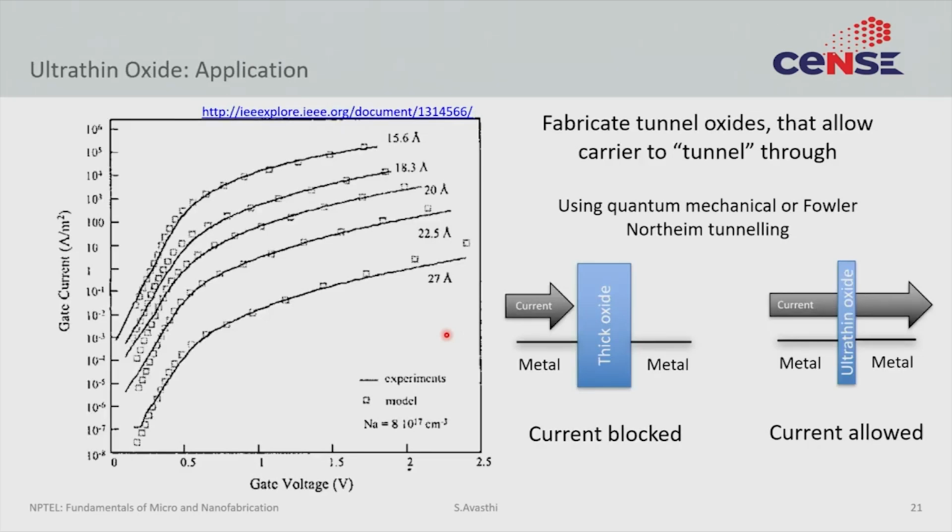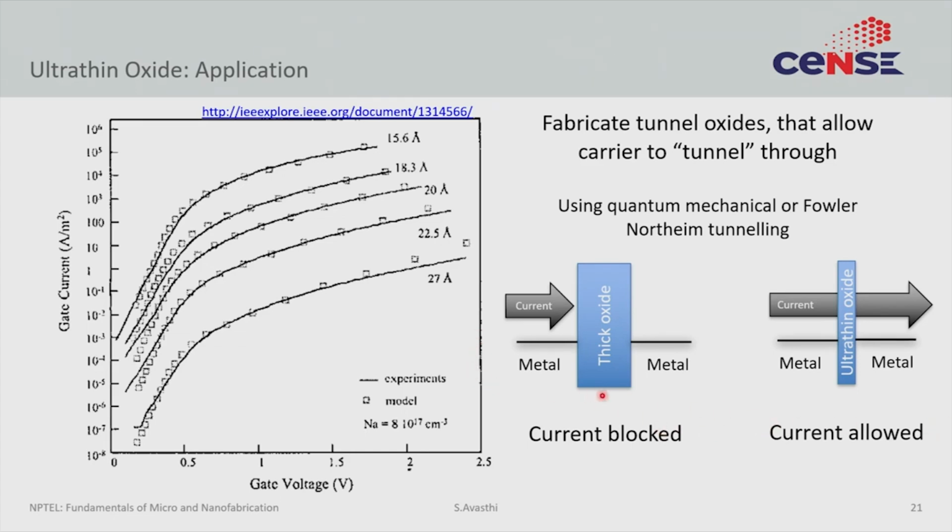However, ultra thin oxides are important for certain applications. One of the applications is to use them as tunneling contacts. I will not go into detail of what tunneling is, but hopefully some of you know that quantum mechanical tunneling predicts that if the barrier is very thin, even if it is an infinite barrier, the carriers can make their way through. This is what I am trying to show in this example.